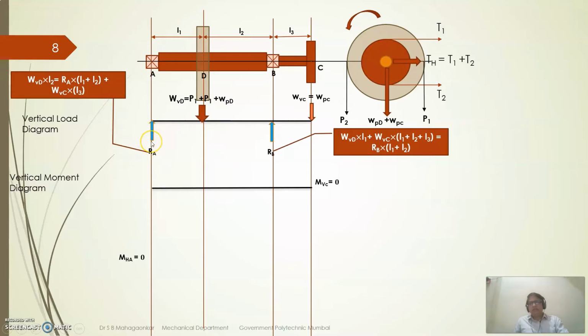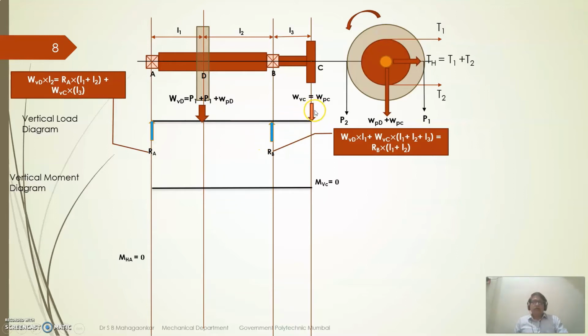And now the reaction will be there, right? Once you take the reaction, the moment about D, if I want to get the moment about D, either I can take RA into L1, or else I can take WBC into L2 plus L3 minus RB into L2. So both are one and the same. Are you getting it? So just take the moment RA into L1, and on the right side, if you want to take, you will have the two forces.